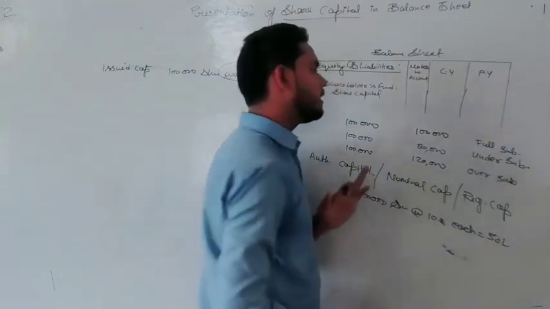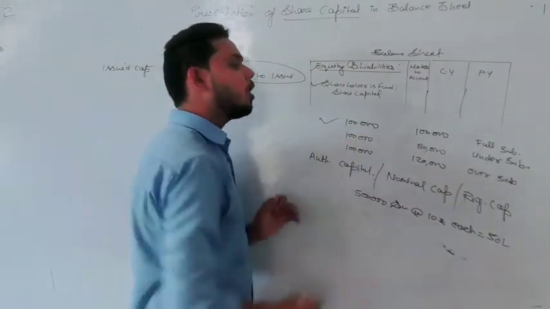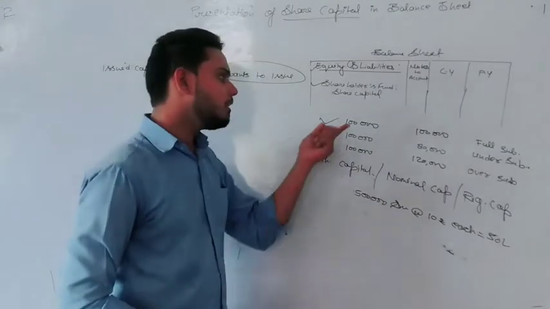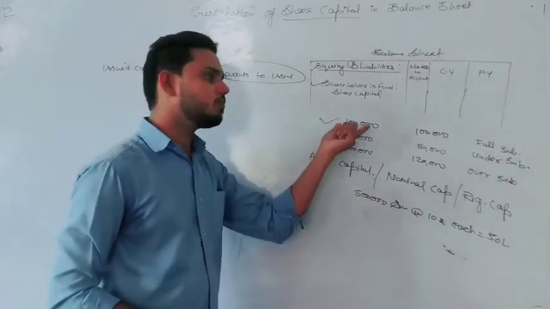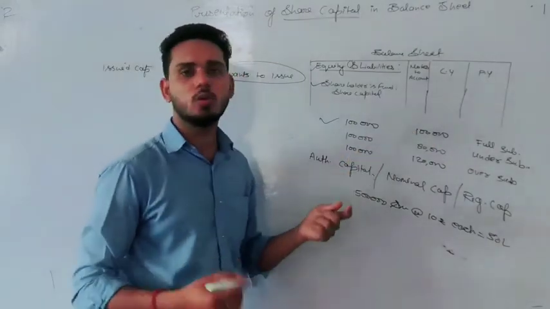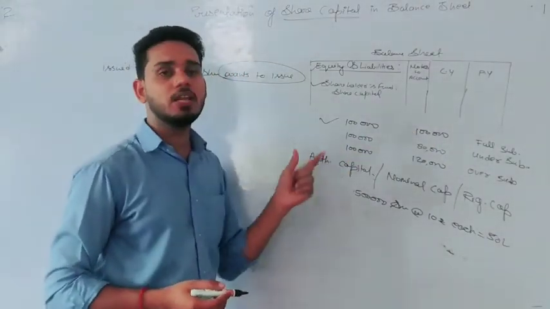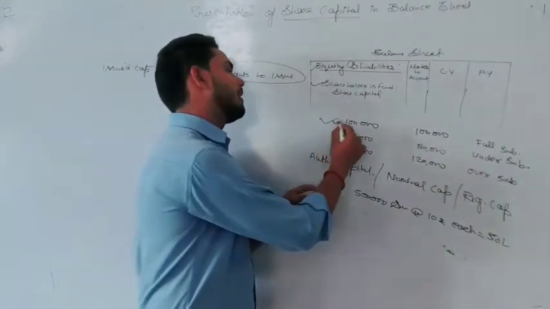Now if we talk about individual cases, in this case, how much will the company issue? Company will issue 1 lakh because public wants 1 lakh and company also wants to give 1 lakh. So how much will the company give to the public? Same 1 lakh.